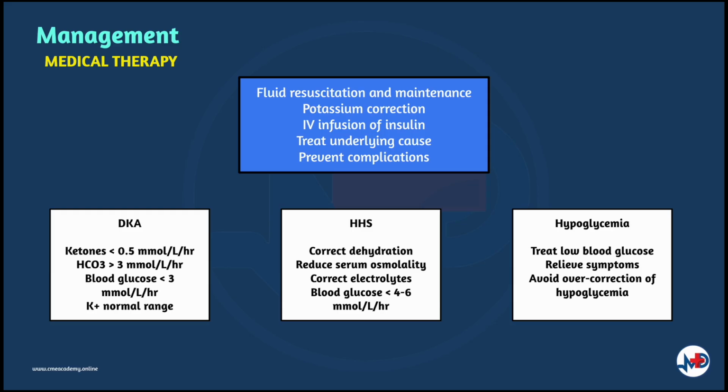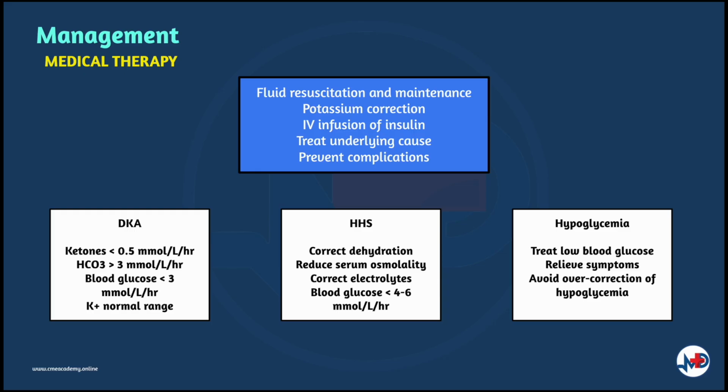For hypoglycemia, you will need to detect and treat the low plasma glucose level promptly. You also need to eliminate the risk of injury to oneself and to relieve symptoms quickly. Please remember to try and avoid overcorrection of hypoglycemia, especially in repeated cases, as this will lead to poor glycemic control and weight gain. For DKA, you will need to aim for a certain rate of fall of ketones, which would be at least 0.5 millimoles per liter per hour, increase of bicarbonate by 3 millimoles per liter per hour, and a decrease in plasma glucose of at least 3 millimoles per liter per hour. While doing this, it is important to maintain serum potassium within normal range.